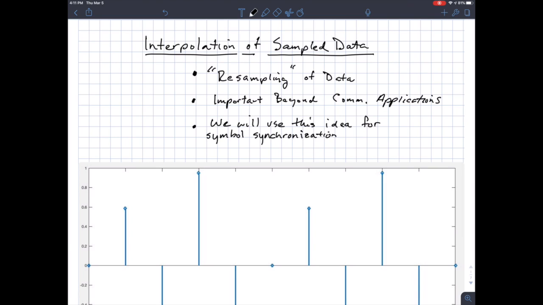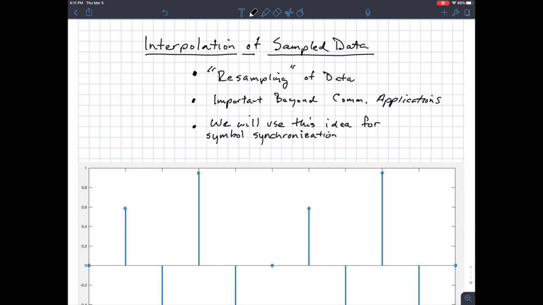This video covers a topic that I'm calling Interpolation of Sampled Data. I hope you find this as interesting as I do, and we're going to see how the sampling theorem can be used as an effective tool for interpolating sampled data. This topic is going to be important for our 4PAM communication system, and we're going to be using the results from this lecture to develop an optimal sampling time algorithm for symbol synchronization.